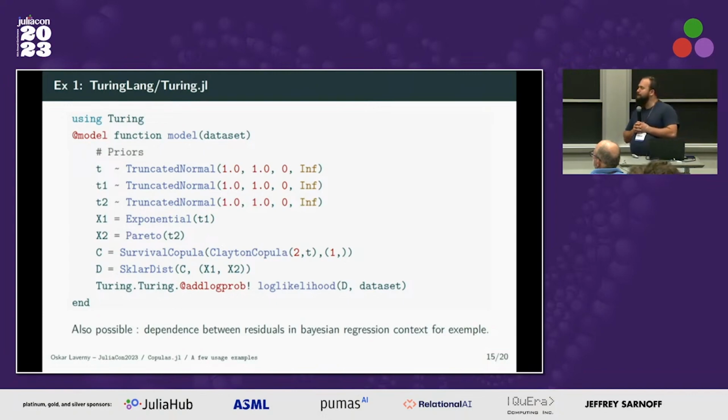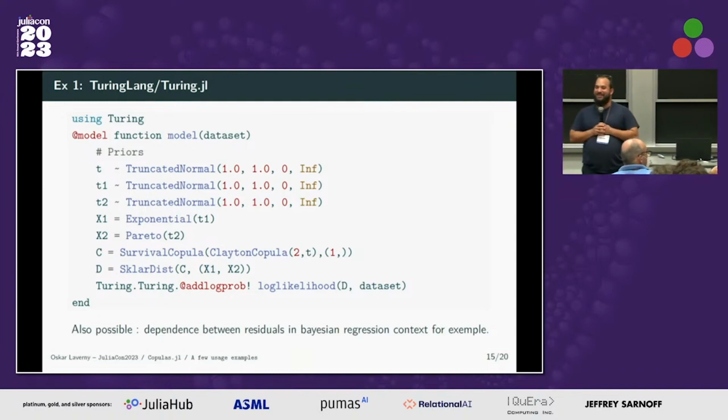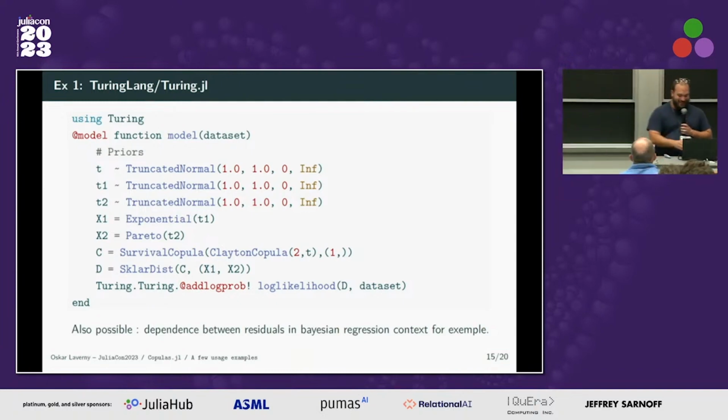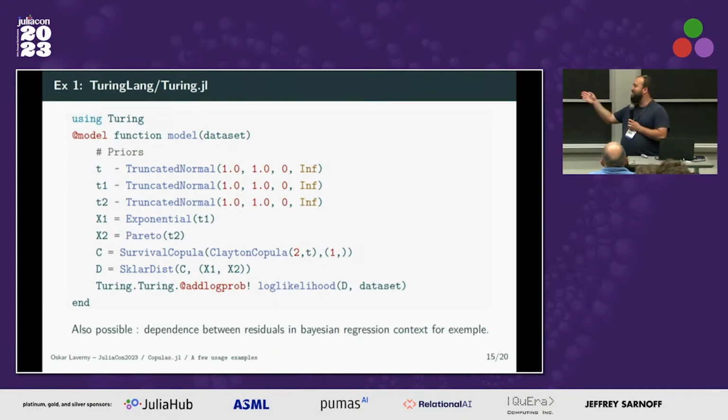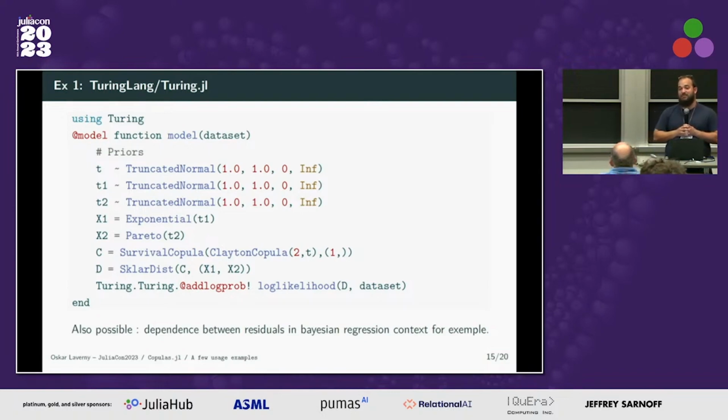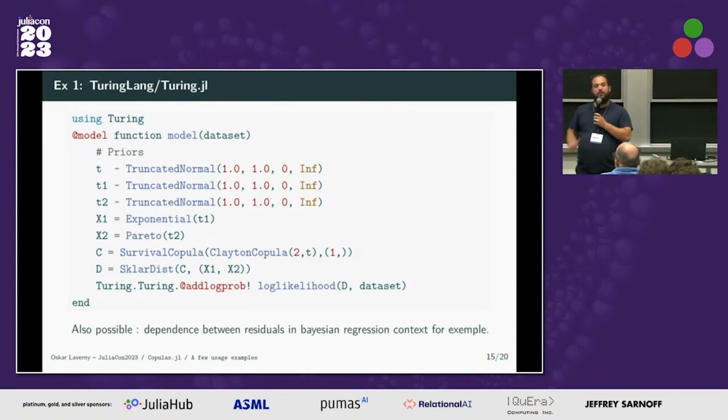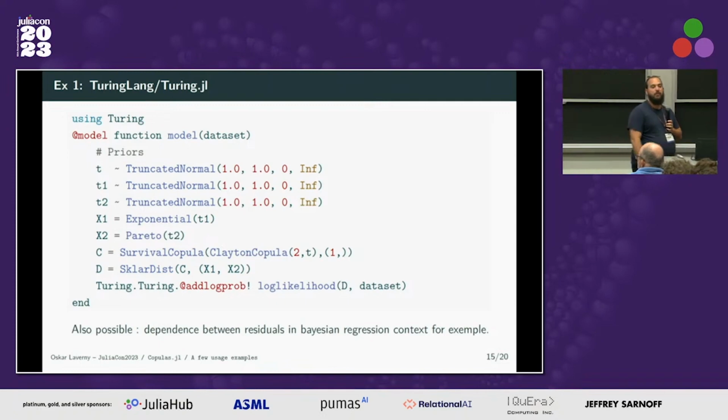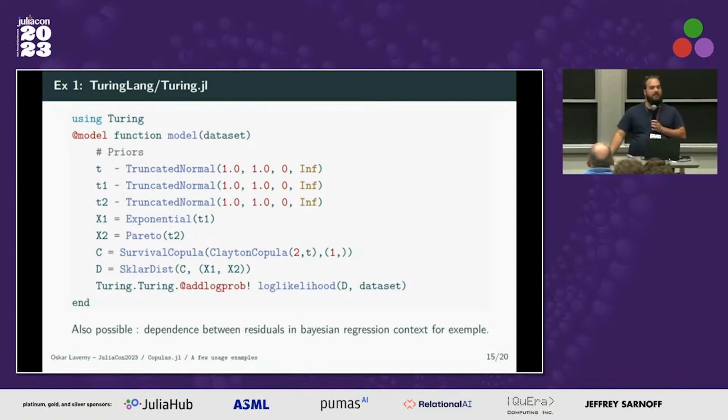Why do you use add log prob instead of the tilde from Turing? Because it doesn't work. Why doesn't it work? I don't know. It's a very good question. There is a Discourse thread that discusses that with the people from Turing. But if you have a good idea for why it doesn't work, then... On the face of it, it should work. Yeah, but it doesn't. I don't know why. The question was why I'm using add log prob and not directly the tilde from Turing, and the answer is that it doesn't work, and I don't know why.